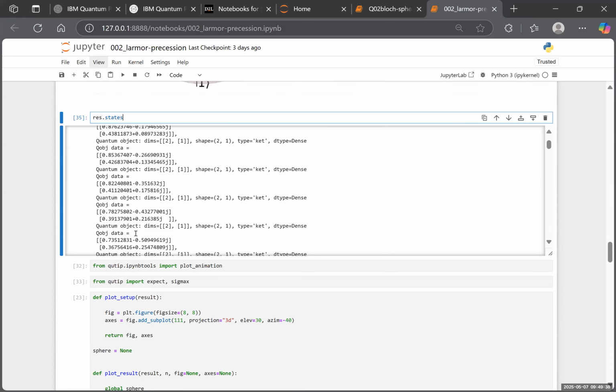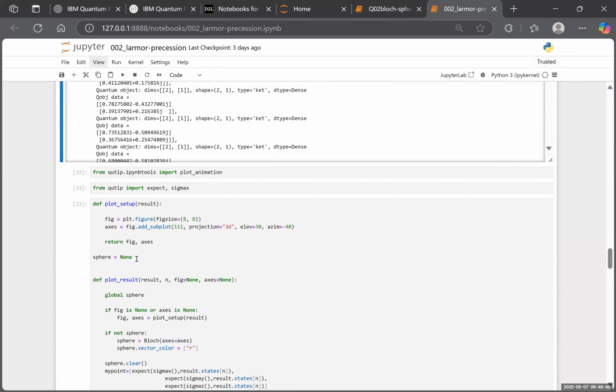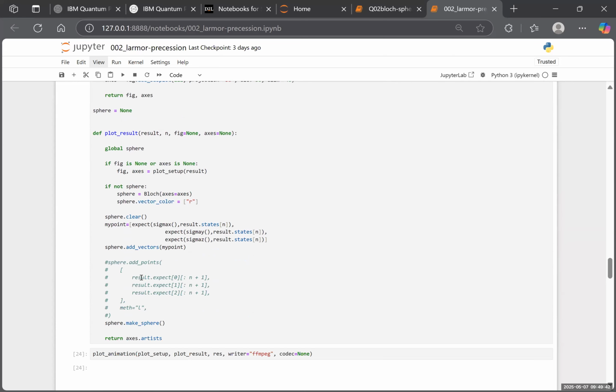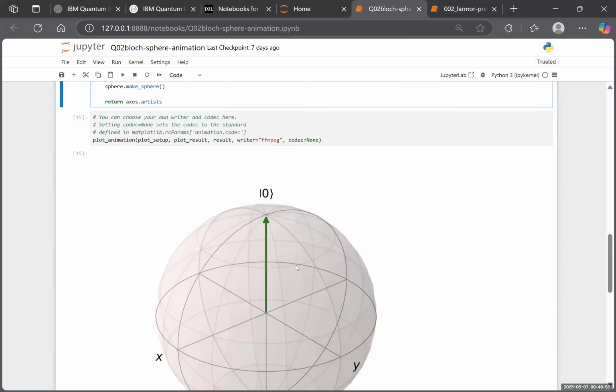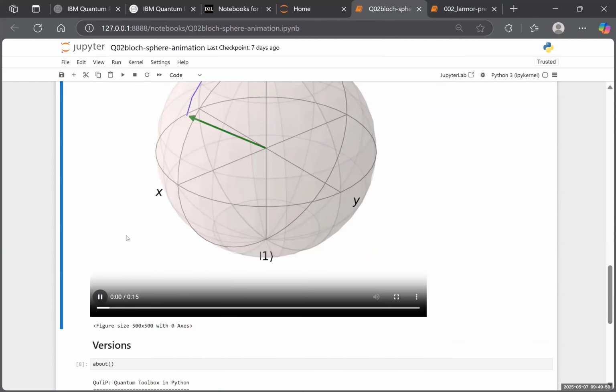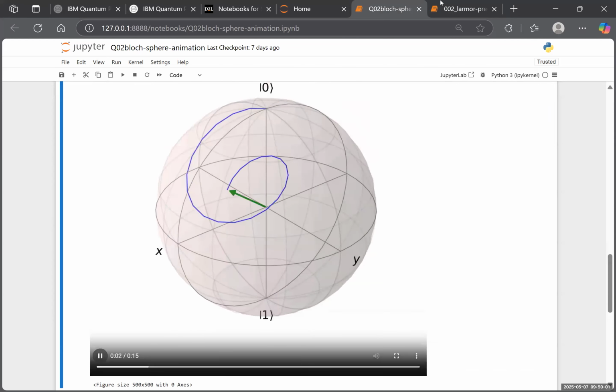Then give the state. And I have to remove things because I didn't store, I compute the points along the way. So to add a trace, you have to plot these. Like previously, you have this. You do the animation, right? It traces out this.